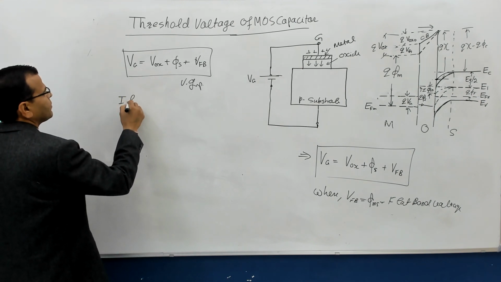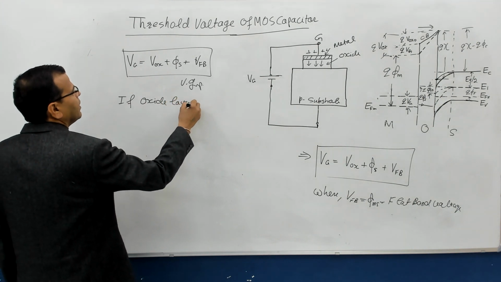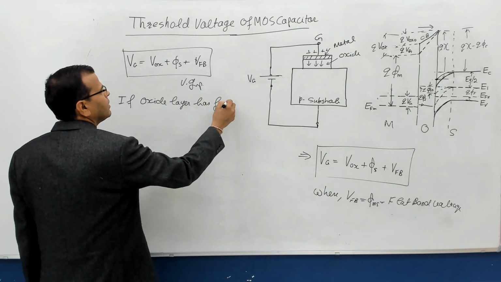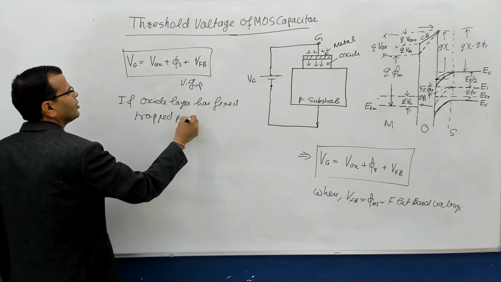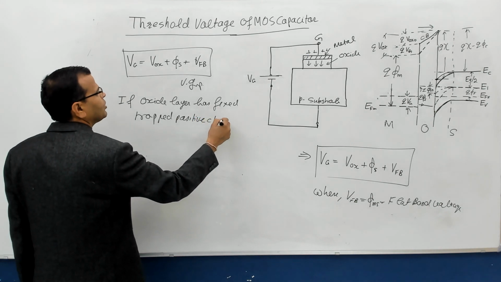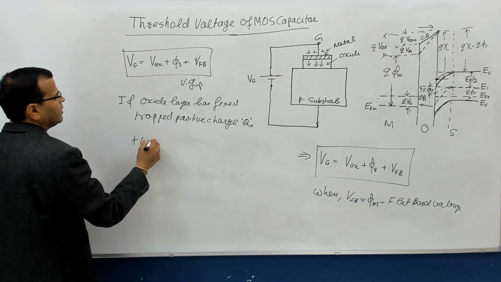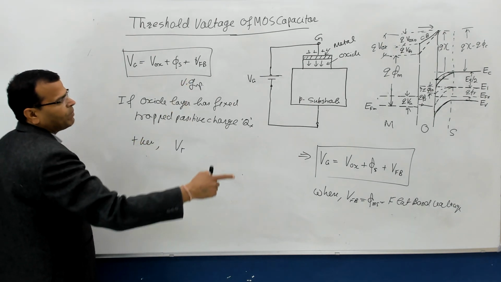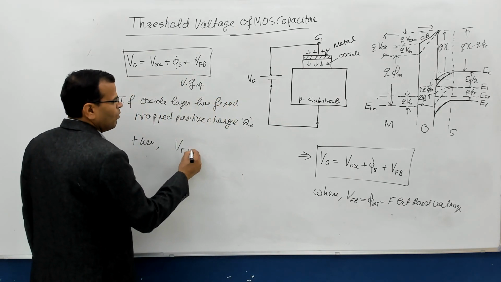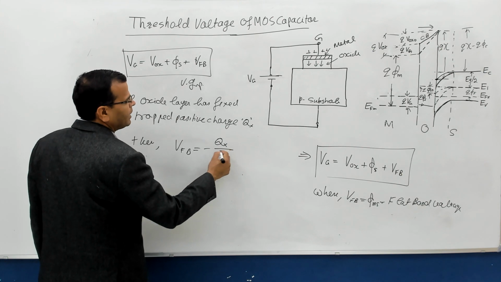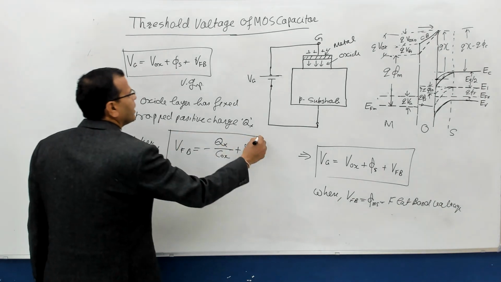If the oxide layer has fixed trapped positive charge, how much, positive charge of Qx, then what is the flat band voltage? That flat band voltage will not simply be equal to phi ms, that will be equal to minus Qx by C naught X plus phi ms. I have given that expression earlier as well.